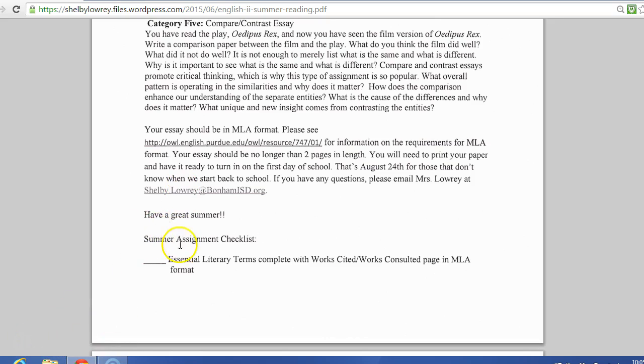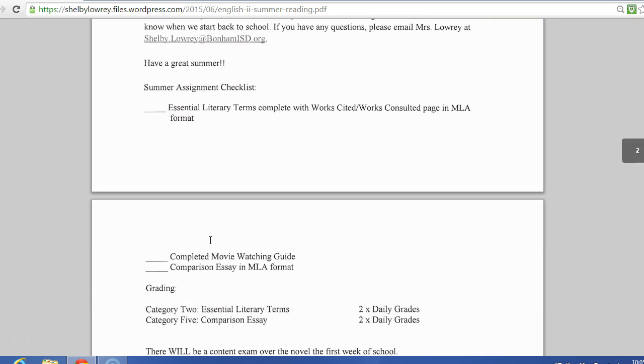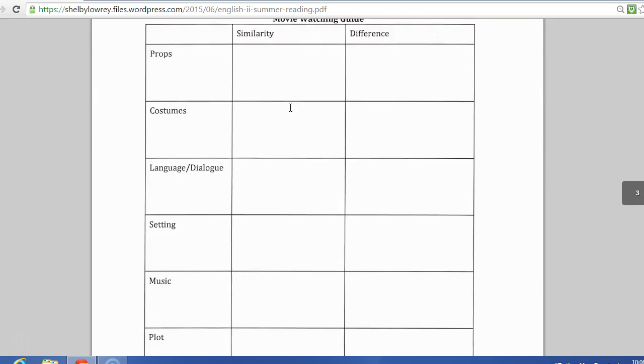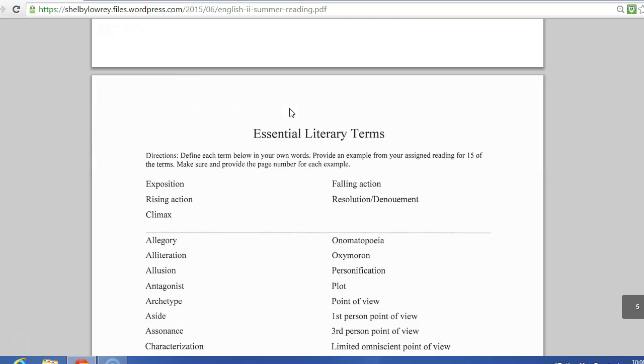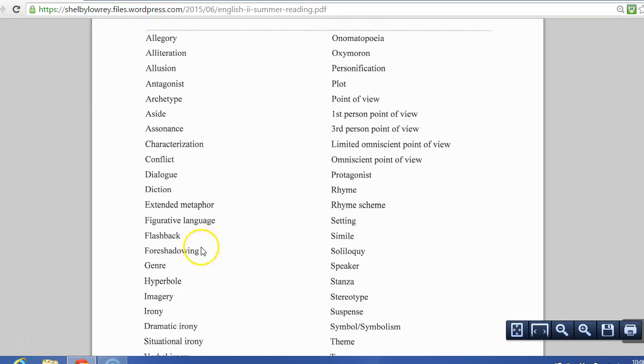Alrighty, I've also provided you with a checklist here so that you can kind of go through and make sure that you've done everything. So for the categories, remember the How to Read a Novel Like a Professor. There wasn't necessarily anything to do with that book that you had to turn in, but you did need to read it because it is very helpful. But the first thing you really needed to turn in was the essential literary terms. Also, I hope that you caught it down here, but I will make mention of it. For the directions here, you also need to provide an example from the play of 15 of these words.